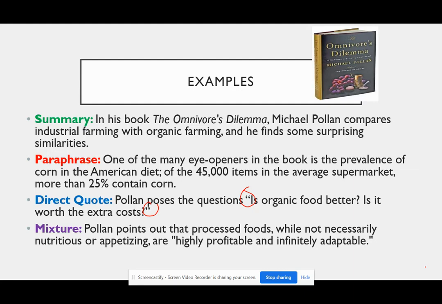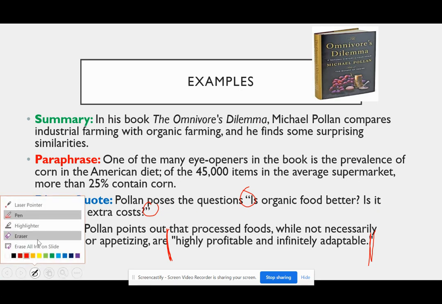Pollan points out that processed foods, while not necessarily nutritious or appetizing, are, to quote him, "highly profitable and infinitely adaptable." So again, it's clear where I stop talking and Pollan starts talking, and I cap it off with a second set of quotation marks to make it clear, okay, he's done, now I'm talking again. So I know you're probably thinking, duh, everybody knows you've got to have quotation marks on both sides.